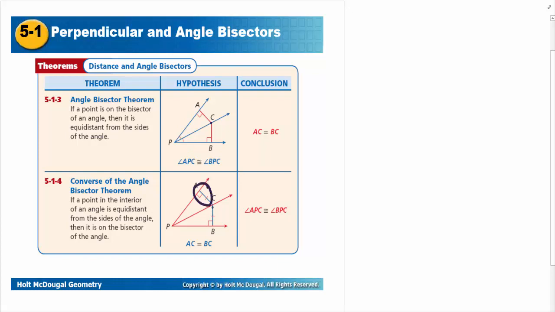So next up, you've got the converse of that theorem as well. So let's say you're given this information instead of, hey, we've got an angle bisector. If you're given the fact that these angles are congruent and these segments are congruent, then that must mean that C lies on the angle bisector of that angle. And as long as you understand how they're related, you understand that the theorem works both ways. The theorem works and its converse works. Okay, so those are the 4 theorems you're going to need to know for 5.1, dealing with perpendicular and angle bisectors.